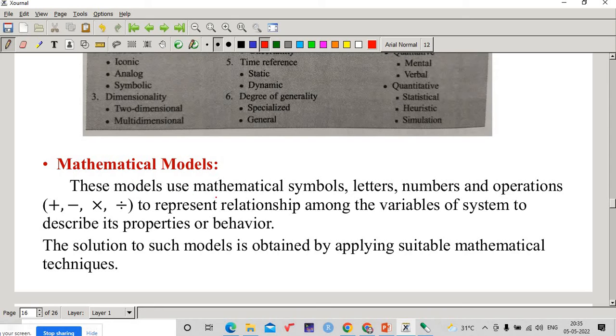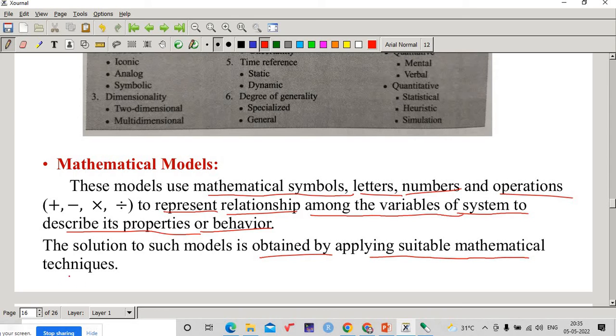Mathematical model. These models use mathematical symbols, letters, numbers and operations like these basic symbols or sometimes integration, differentiation, partial differentiation, linear algebra that is matrix equations, their operations to represent relationships among the variables of the system to describe its properties or behavior. The solution of such models is by applying obviously the suitable mathematical technique.